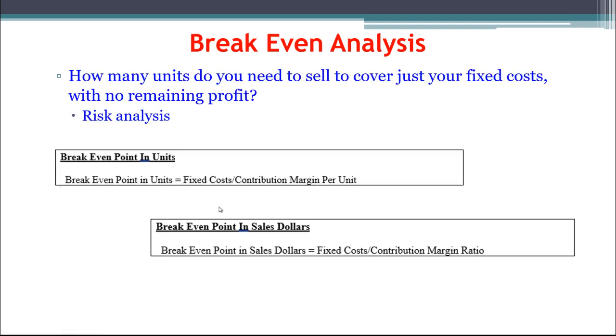Now we're going to talk about the break-even analysis, and we're going to see how many units we need to sell to cover just those fixed costs.